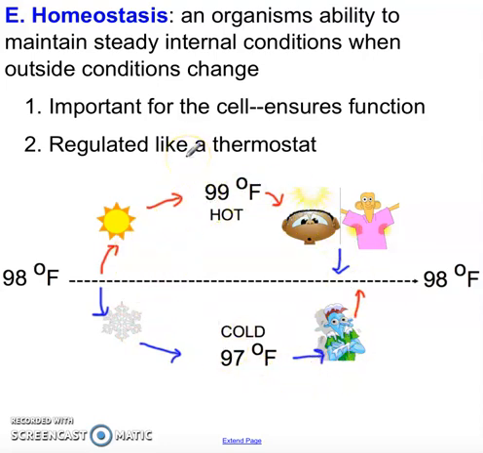So why is homeostasis important? Well, cells are living things, and they can only live in a certain range of temperature and pH. They like certain conditions that they can thrive in. If you have it too hot or too cold, then the cell's not going to work right. So when it says ensures function, function means its job. It's going to continue to carry out its job without fail.